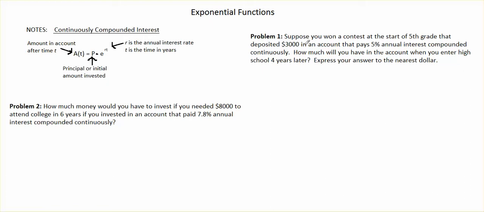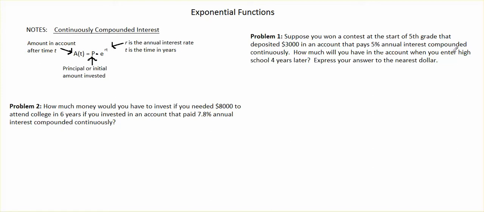So let's take a look at how we can use this equation, which you should write in your notes. You should pause the video and write this in your notes. But let's look at how we can use this equation to solve problem number 1 and problem number 2. So first off, it says, suppose you won a contest at the start of 5th grade that deposited $3,000 in an account that pays 5% annual interest compounded continuously.